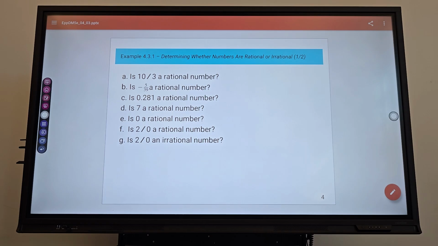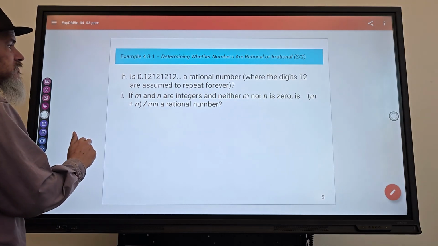Is 2 over 0 a rational number? No, because the denominator has to be non-zero. Is 2 over 0 an irrational number? No, because it's not a real number, if I'm not mistaken.